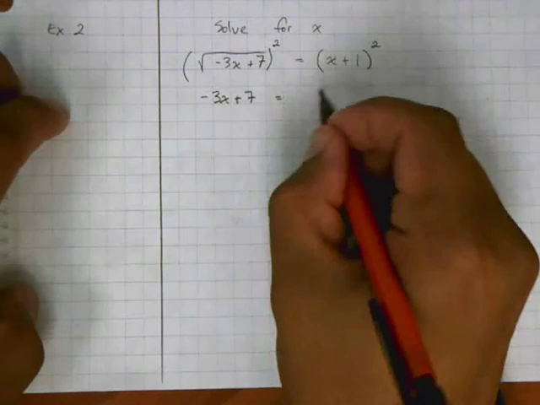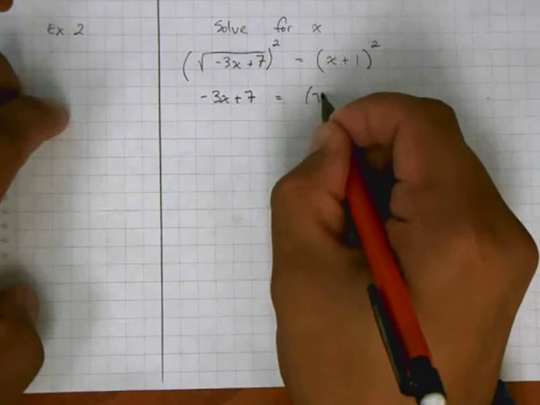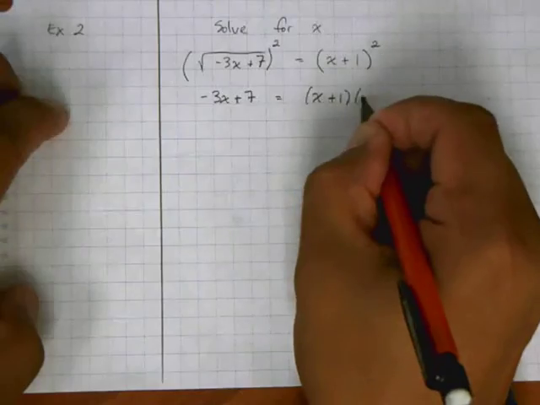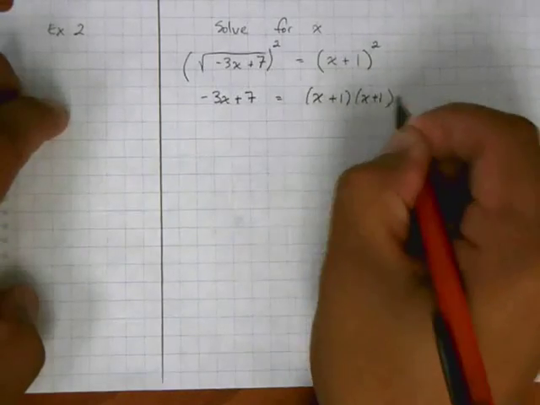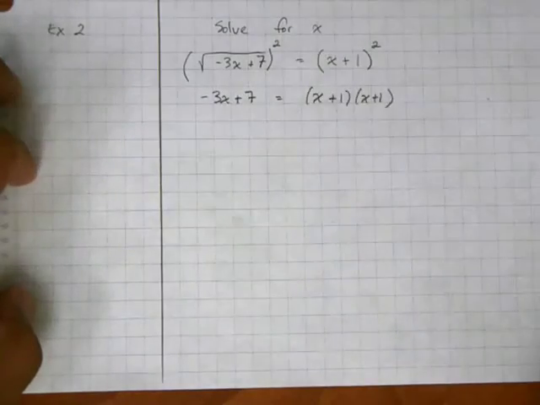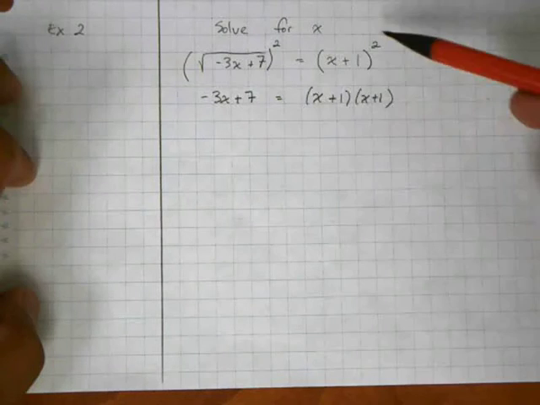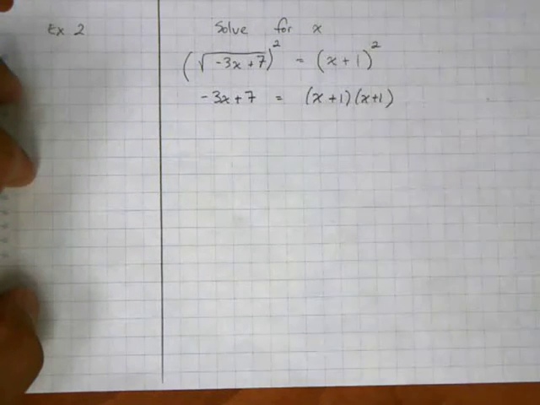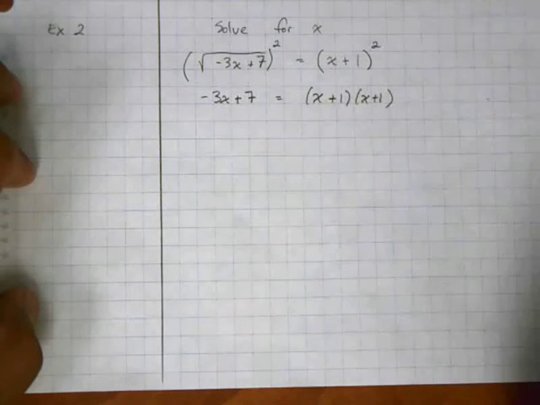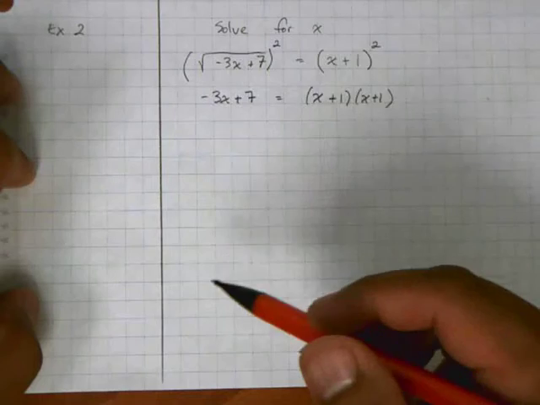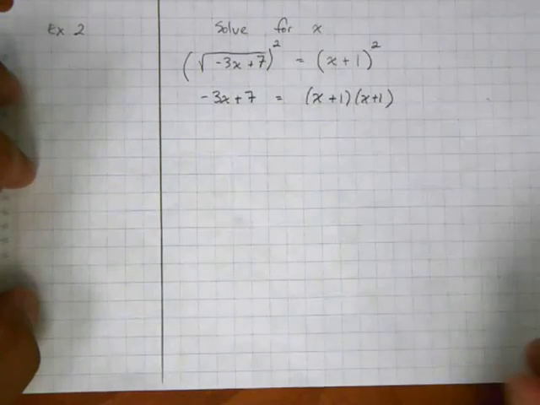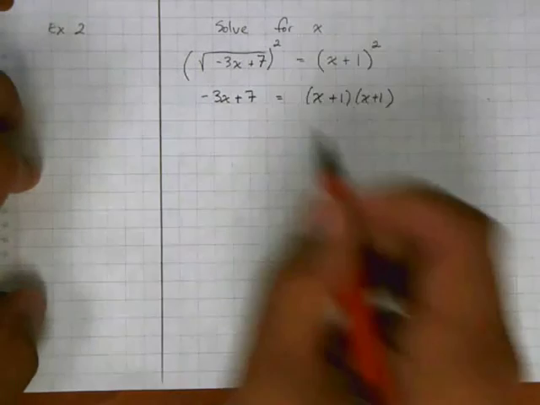And on the right side, I'm going to expand this and write this out as x plus 1 times x plus 1. Okay. And so it's a common error just to say that it's x squared plus 1, just squaring the x and squaring the 1, but because we have this plus sign here, we're actually squaring the entire quantity. And so it's x plus 1 times x plus 1.